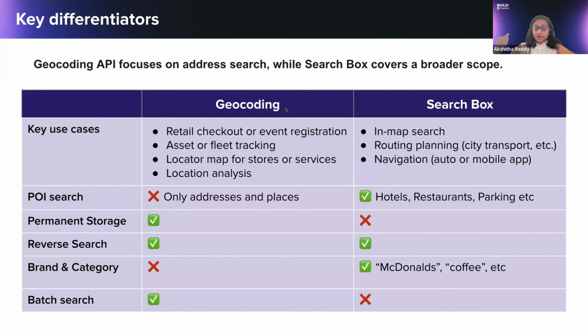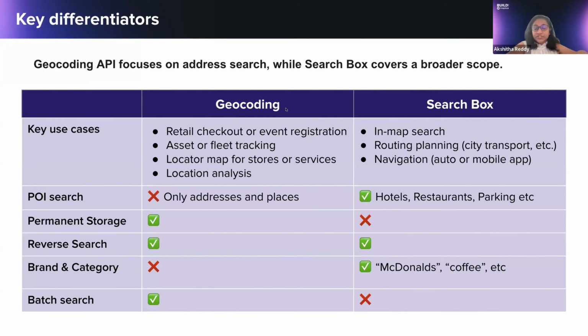but it does not just provide geocoding, but also provides other features, which is it also has points of interest, like hotels, restaurants, parkings. And if you're driving to a location in an EV car and you want to look for the closest EV charger, all of that information about points of interest is available in search box. So when would you use geocoding and when would you use search box?